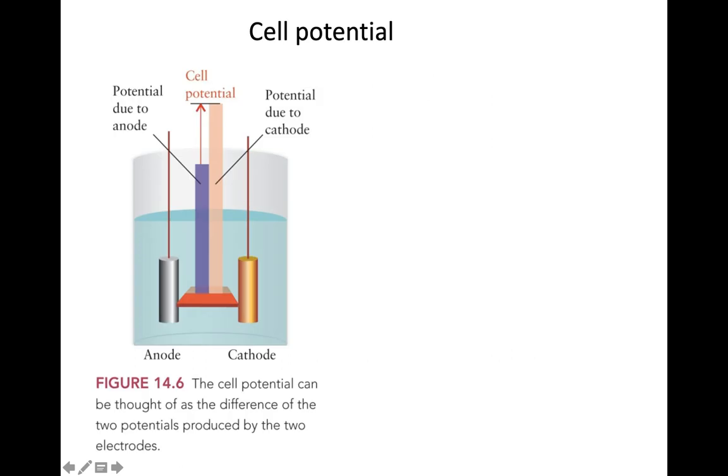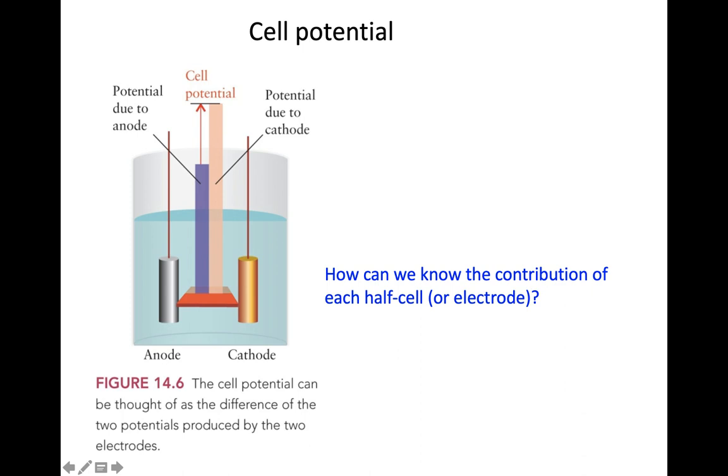First, let's think about our cell potential. We have a cell with an anode and a cathode, and part of the potential is due to the anode and part of the potential is due to the cathode. How can we know the contribution of each half cell? Who is contributing what to the overall cell potential? The answer is we need to compare everything to the same standard, so we can figure out what part is due to the cathode and what part is due to the anode.